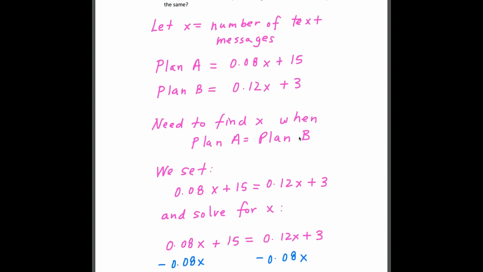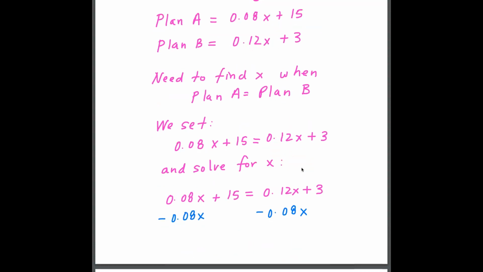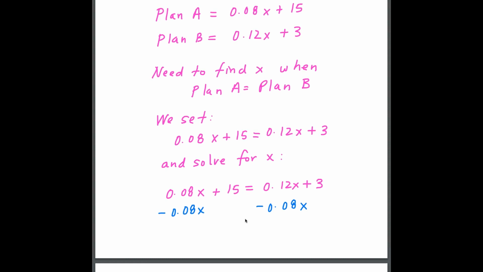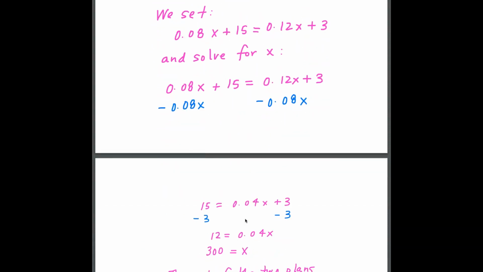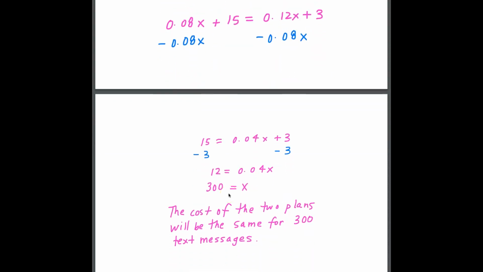Right. The question is, for how many text messages will the cost for the two plans be the same? So we need to determine x when Plan A is equal to Plan B. If we just set each of these two expressions equal to each other, and solve for x, I'll just work through this part here. So what I'm trying to do here is just get the variable on one side. I like to deal with positive numbers, that's why I subtracted 0.08. And then I'm going to subtract the 3 to get it to the other side. So it turns out that x is equal to 300. So the cost of the two plans will be the same for 300 text messages.